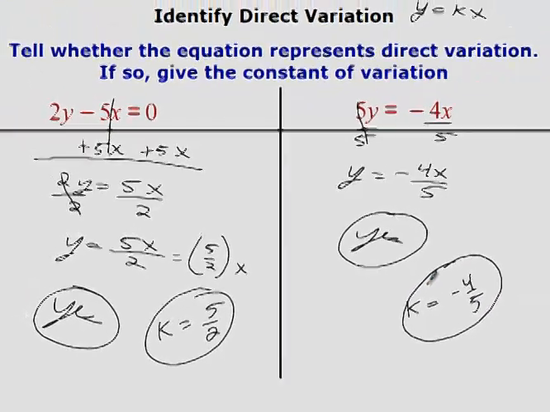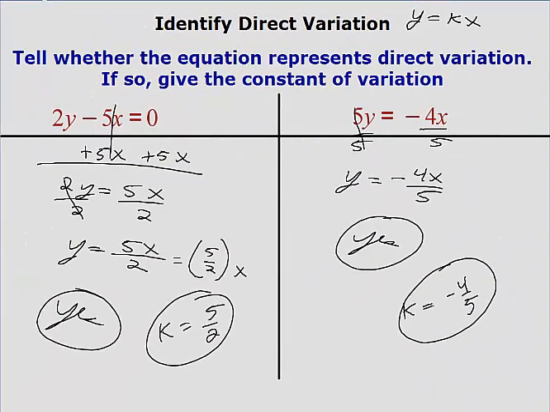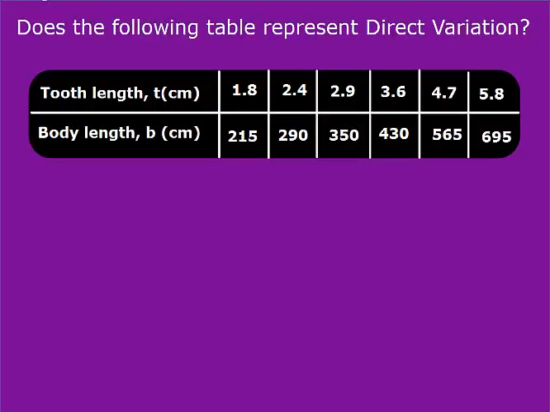Yes, no, maybe? This is actually pretty easy if you have a calculator. So for the next section, you are going to want your calculator, so go ahead and bust them out. Does the following table represent direct variation? This is actually a lot easier than it looks. So again, what's my formula for direct variation?